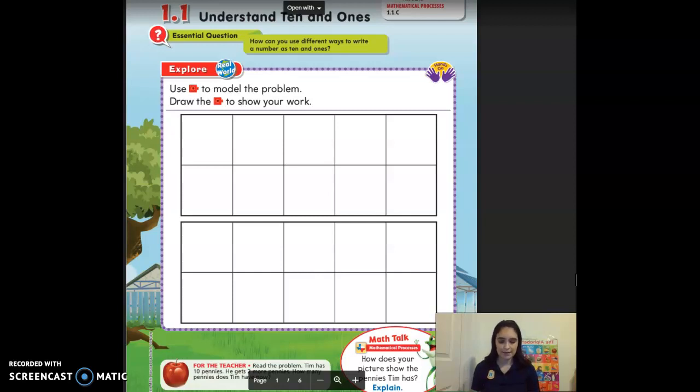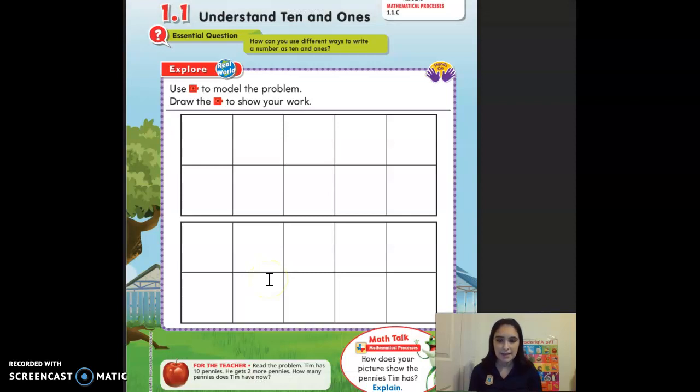Okay, remember these counting cubes, when they are alone, we count them as ones. Once we are able to group them in 10, that's when we call this a 10 because there are 10 counting cubes on here, okay? We're going to read the problem at the bottom where it says, for the teacher, and we're going to solve this problem together. Okay, it says, Tim has 10 pennies. He gets 2 more pennies. How many pennies does Tim have now?